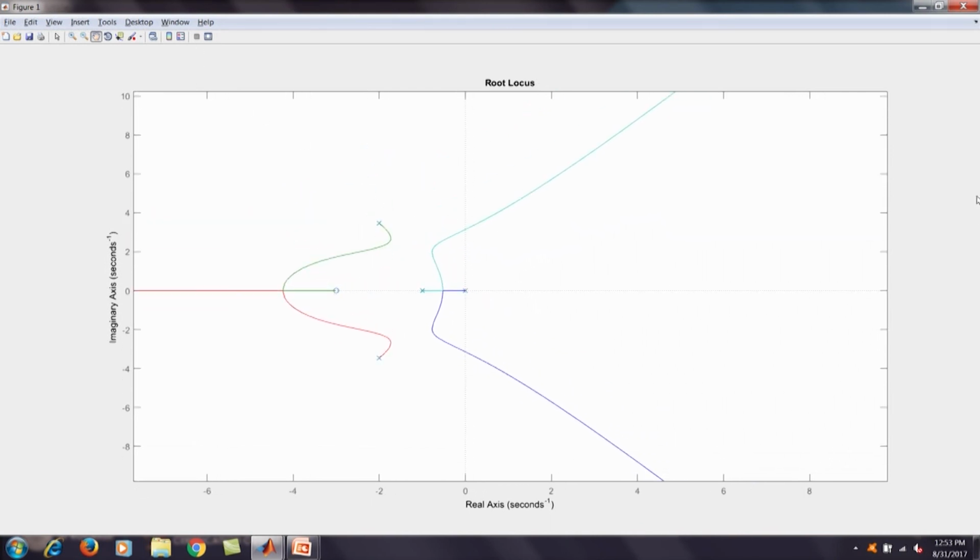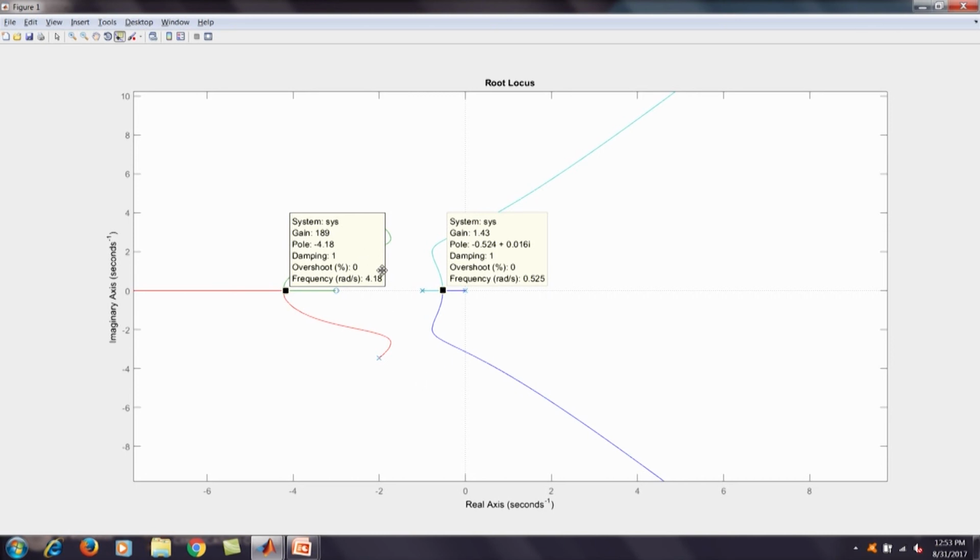Here we can find the breakaway point. We can see that at gain 1.43 they break away at -0.524 on the real axis. Now here is the break-in point, because they come back to the real axis here, and we can see that at -4.18 and at gain 189 they break in to the real axis.